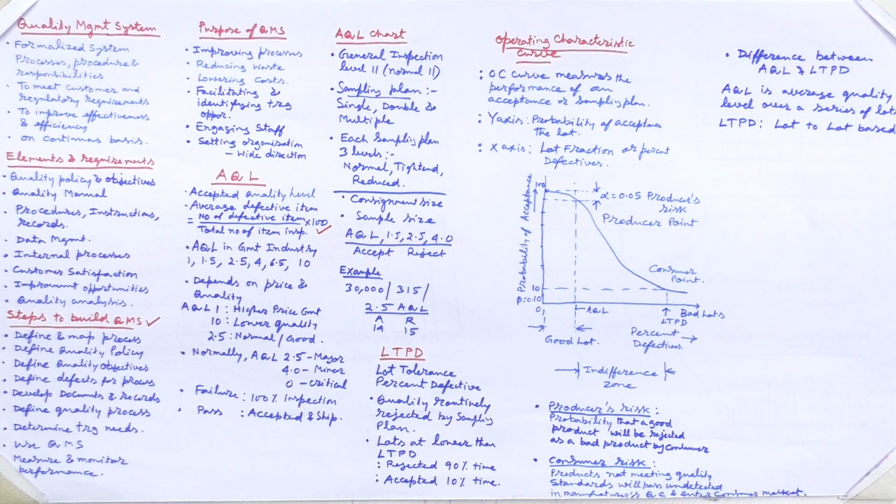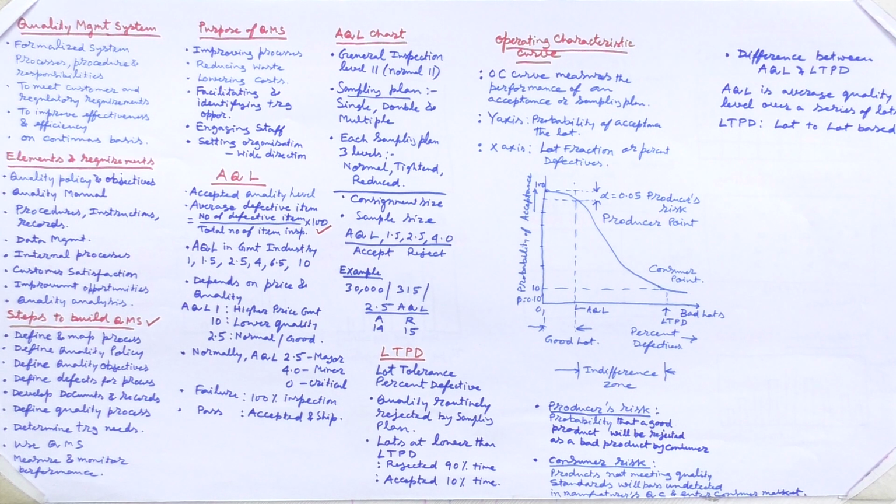So when you are talking about a good garment lot, which can be shipped to the customer abroad, there should be no critical defect, and all the major and minor defects should be within the particular quality level.